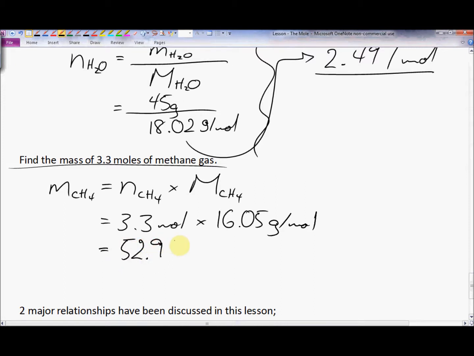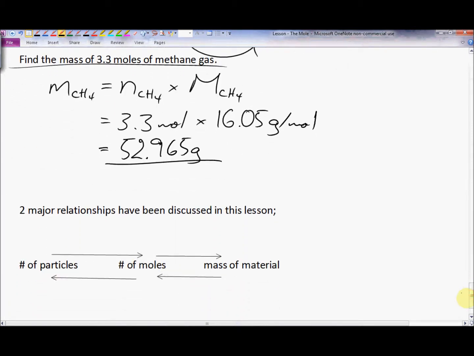So, in this lesson there have been 2 major relationships just discussed here. If you have a certain number of particles, from that number of particles you can move forward and calculate the number of moles, and you're going to do that by dividing by Avogadro's number, 6.02 times 10 to the 23. If you have a certain number of moles and you're trying to find the number of particles, from that number of moles, you're going to multiply by Avogadro's number.